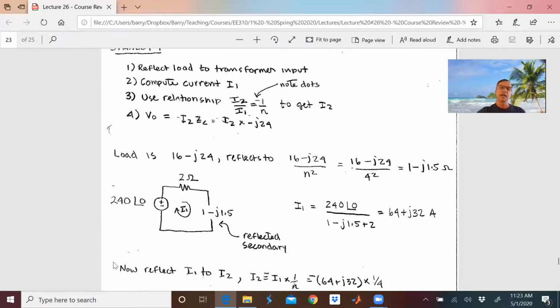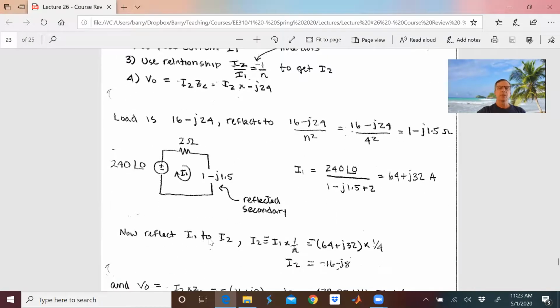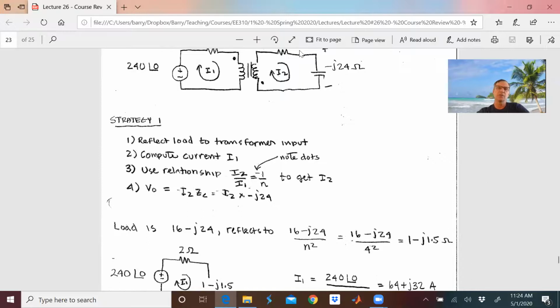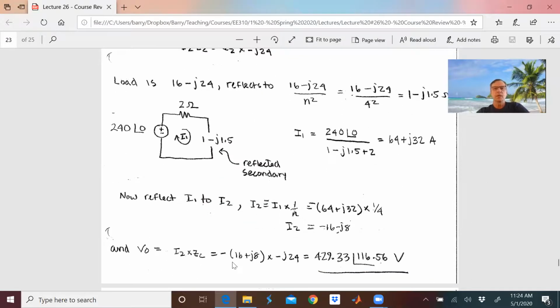So I got I1. Now let's unroll it going to the right. We'll convert I1 to I2 by using the current reflection rule, and we're going to take those dots into account. You can see I apparently did it after I wrote this because I put my negative sign up here, and then I kind of had to put it here, and I get I2 is equal to 16 minus J8. So the output voltage is going to be I2 times ZC, or 16 minus J8 times negative J24, which gives me 429.3 at this fun phase angle.